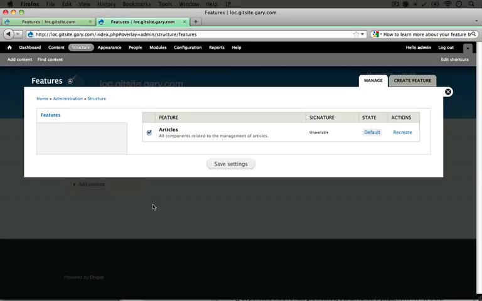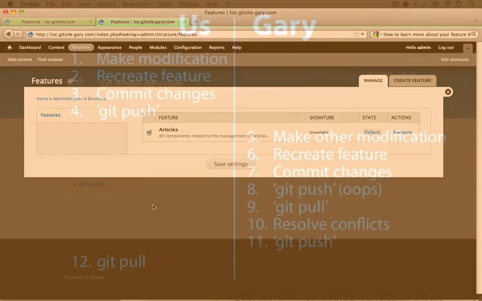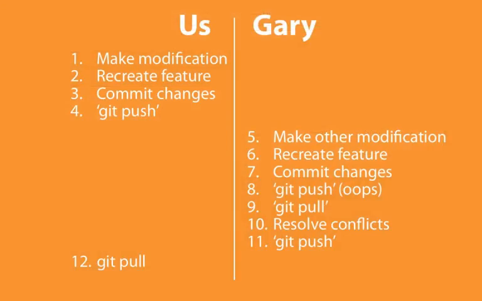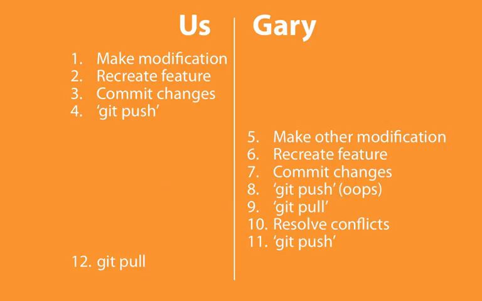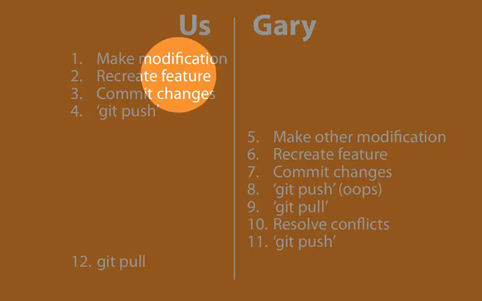And while we'll be doing just one modification, this could easily be 50 or 100 modifications, and it would work the same exact way. So here's a quick overview of what we're about to do. First of all, on our development site, we're going to begin by making a modification to our feature, just modifying one component. And then, in order to get that change into version control, we're going to recreate the feature.